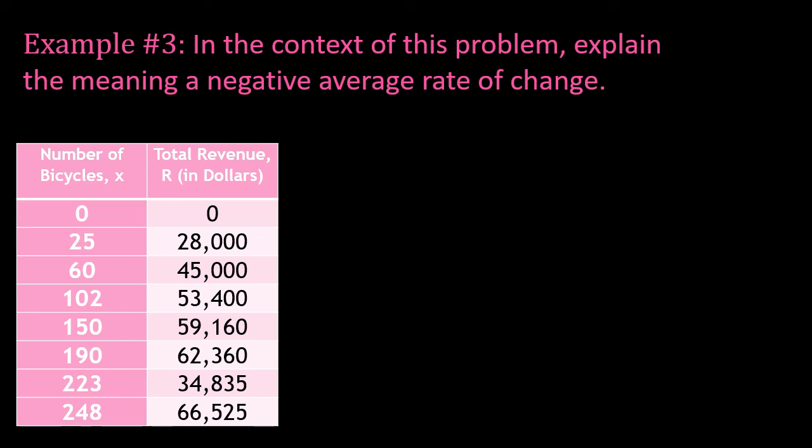All right. It says, in the context of the problem, explain the meaning of a negative rate of change. So basically, that's going to be dollars per bike. If you have a negative rate of change, basically it means you're losing revenue.